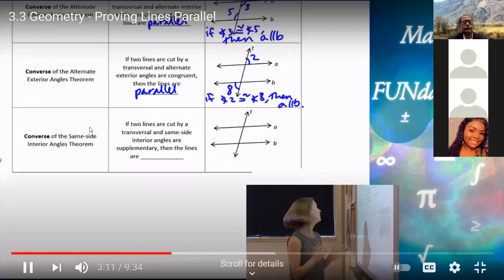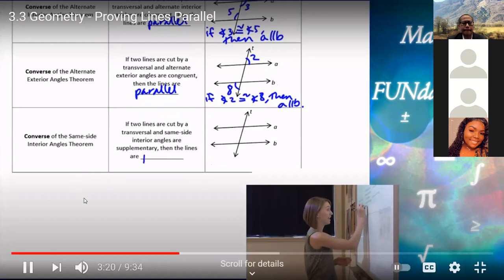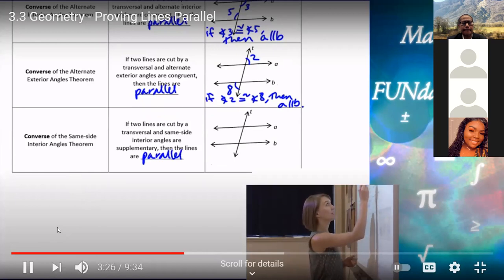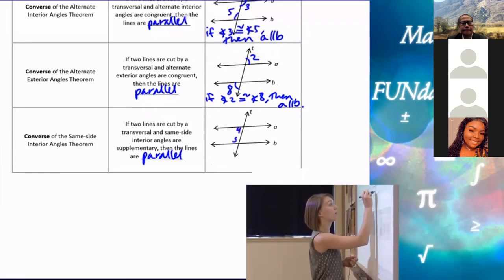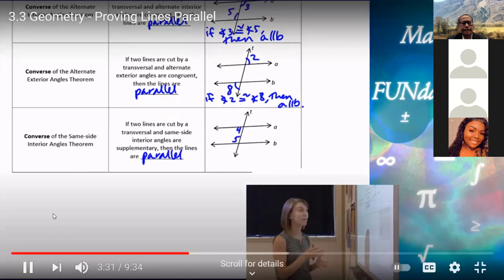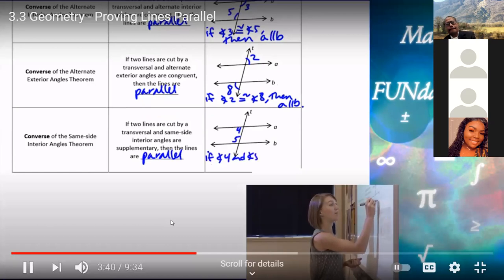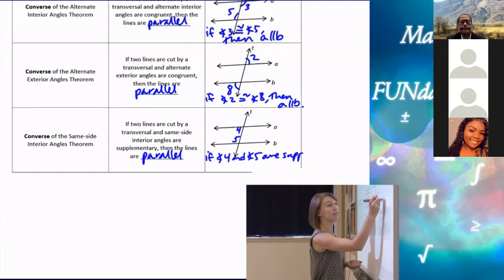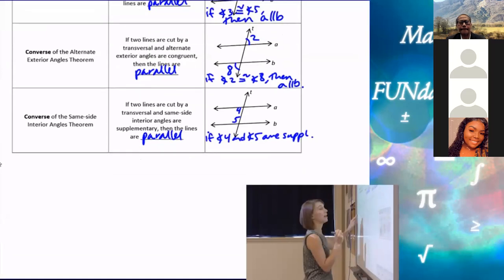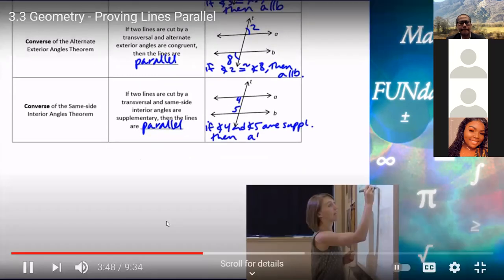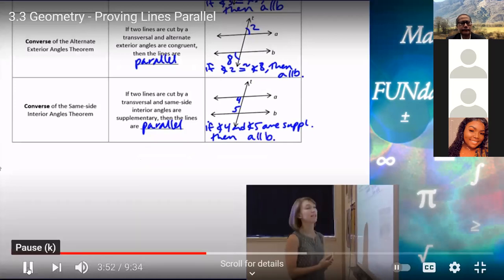And last one, the converse of the same side interior angles theorem states that if two lines are cut by a transversal and same side interior angles are supplementary, then the lines again are parallel. So same side interior angles, let's look at angle 4 and angle 5 here. Those two angles are on the same side in the interior of the lines. Now they're not congruent, but if I know that angle 4 and angle 5 are supplementary, then I can state that A is parallel to B using the converse of the same side interior angles theorem.